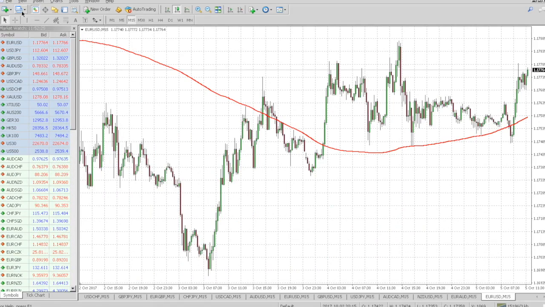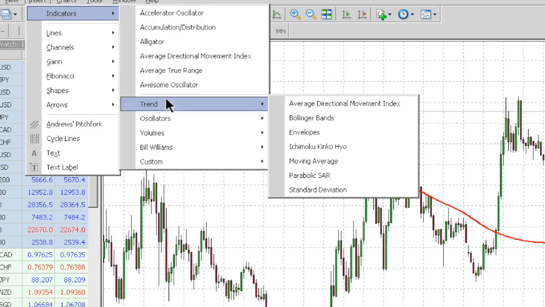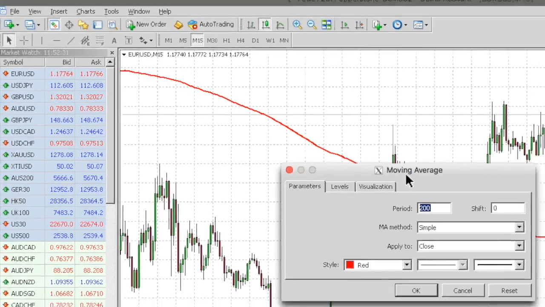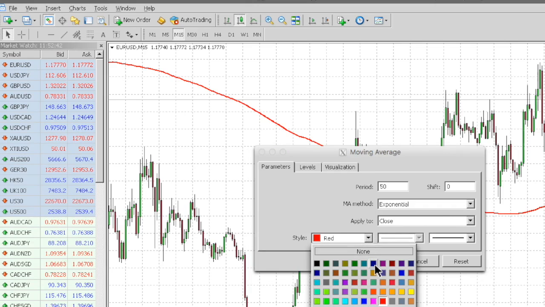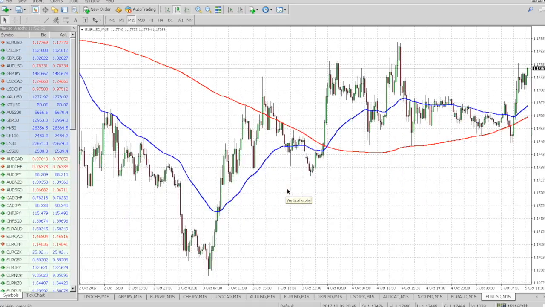Okay. Next, we can put in the 50 moving average. Insert indicator, trend, moving average. Now we're going to change it to 50. And for 50, I'm going to use the exponential moving average. Blue. And again, I'm going to choose a thick line. Okay, there we are. That's the 50 moving average.